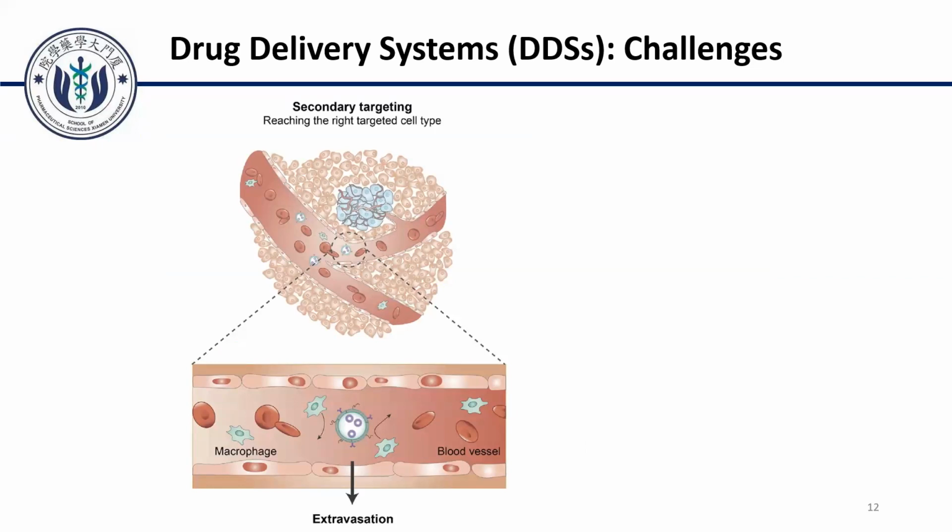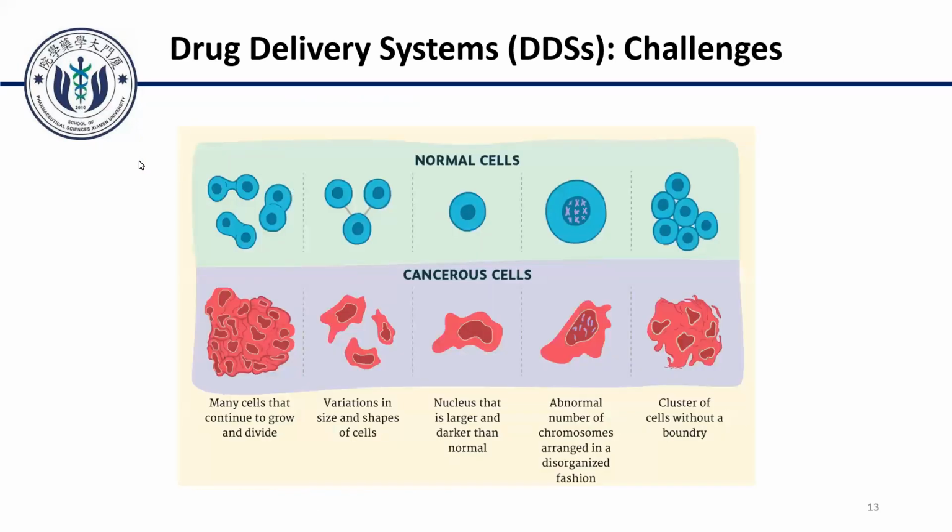After that, after arriving in the tumor region, the drug needs to distinguish normal cells from cancer cells. As we already know, surface modification of the drug also plays a role here. First of all, we can look at the difference between the normal cell and the cancer cell.